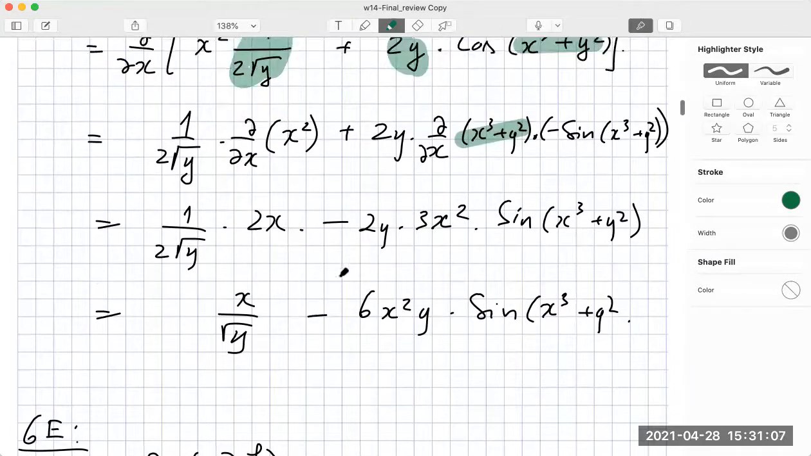Then here, d over dx of x squared gives us 2x. D over dx of x cubed gives us 3x squared here. Okay, the negative sign, we bring it up here. We have this. And then we simplify the like terms. We have this. Okay, that's it.